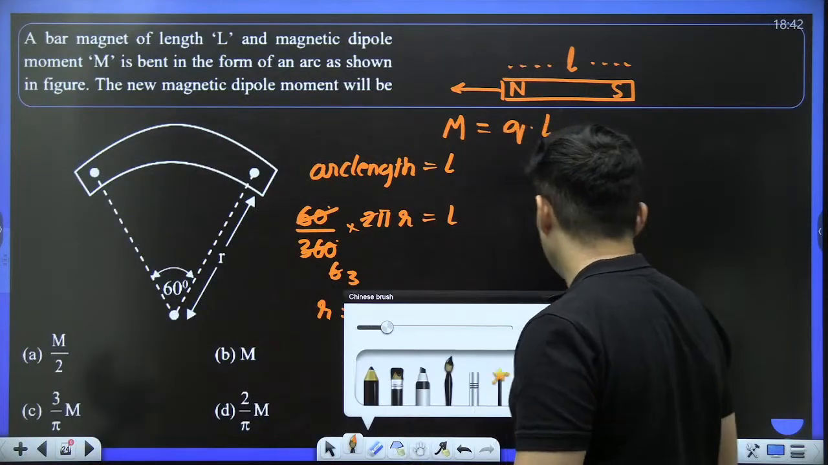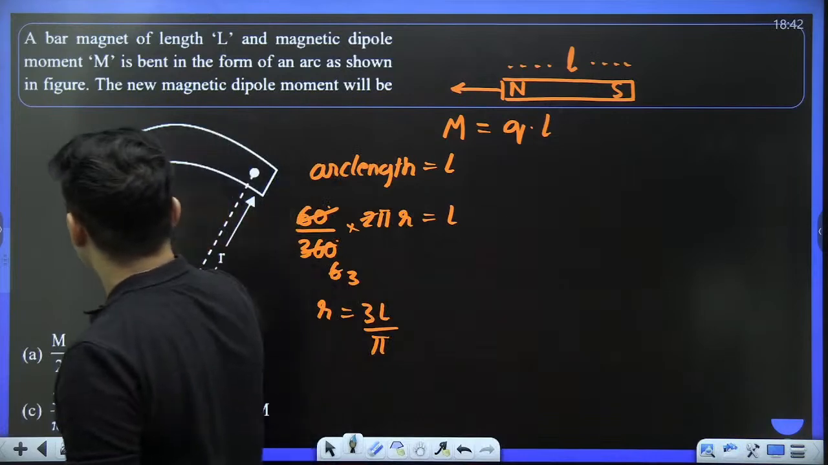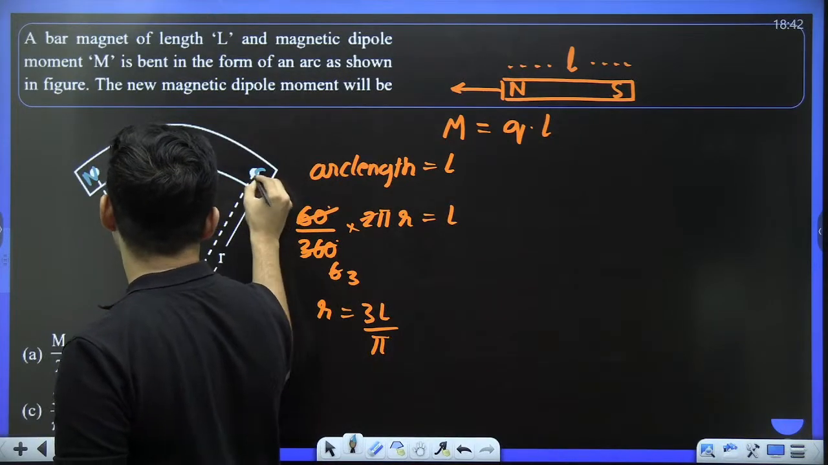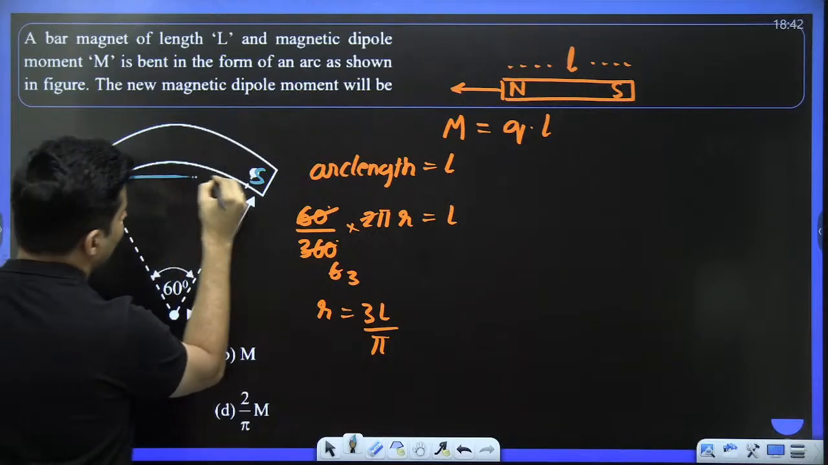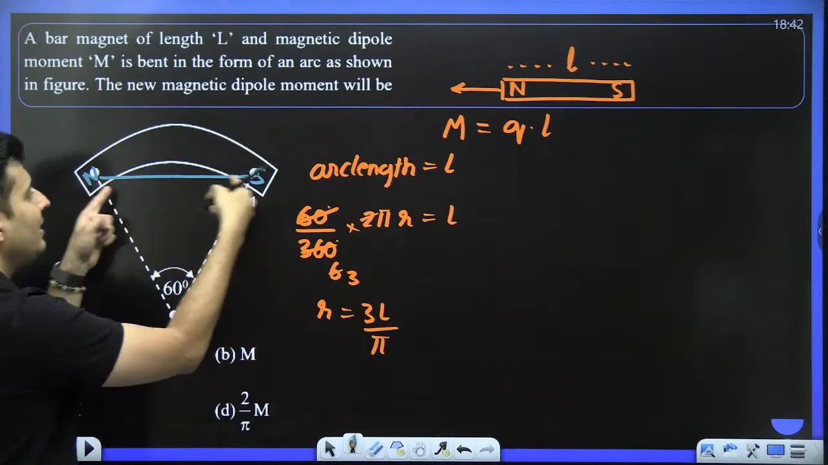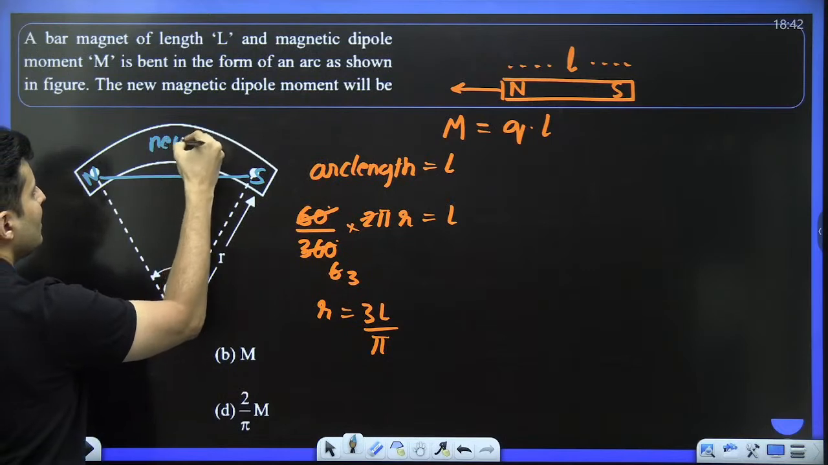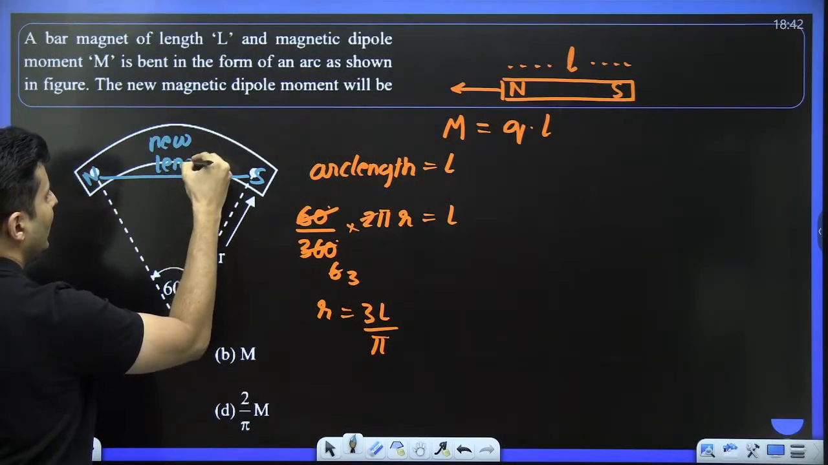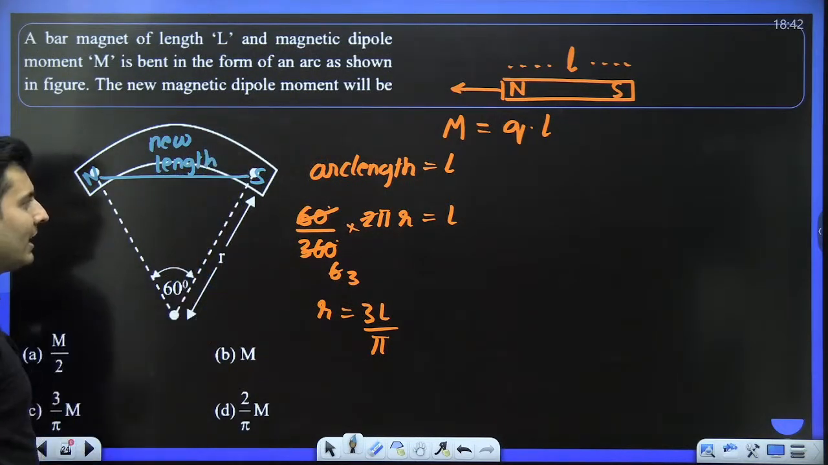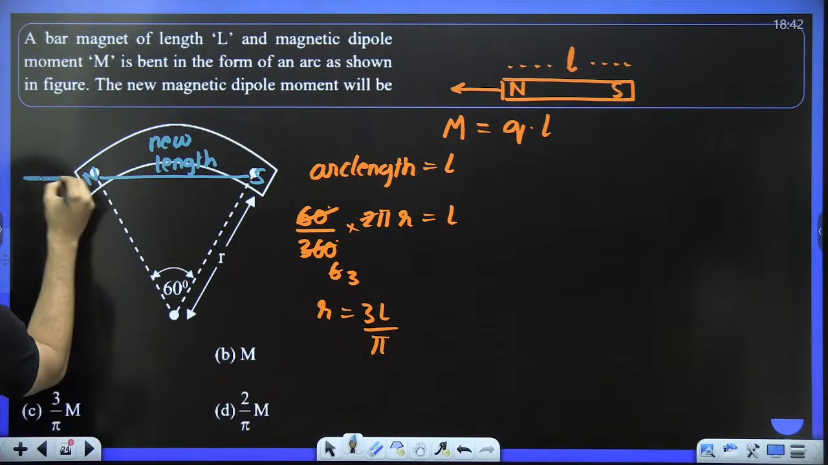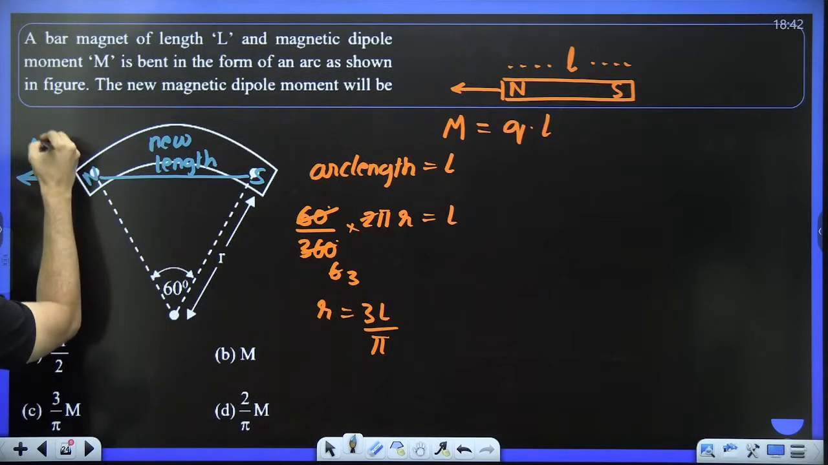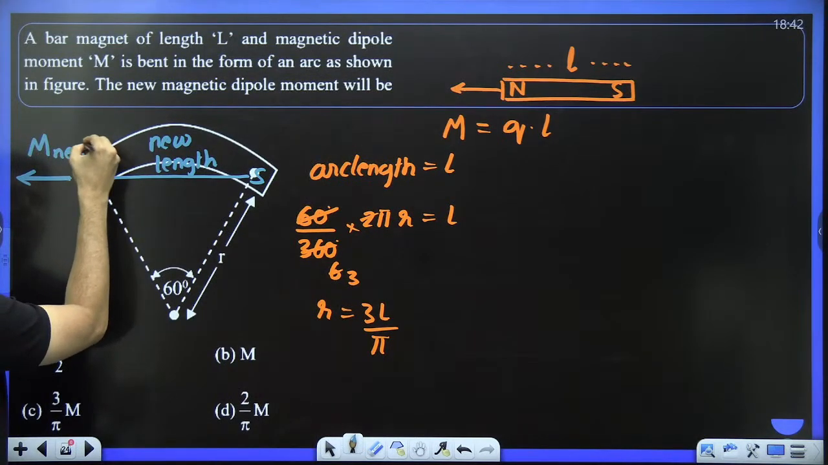Observe carefully. This is the North Pole. This is the South Pole. Can you guys figure out what is the distance between them? Because that is the new magnetic length between the North Pole and the South Pole. Only then can I figure out the new magnetic moment.